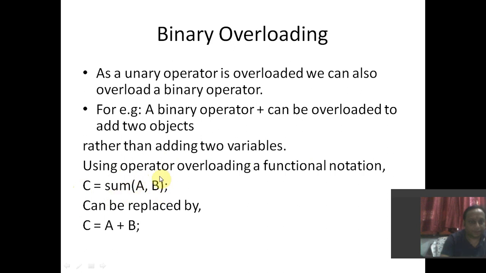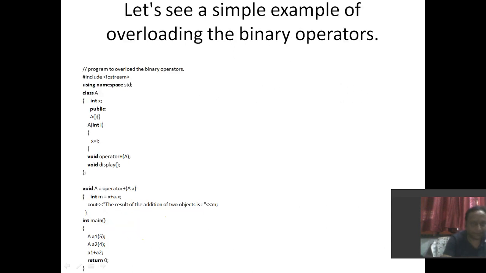So sum(a, b), as we know, will work for a simple function declaration when we are adding 2 variables, but in operator overloading a function notation does not work in this format. It can be replaced as c = a + b. It means the sum function will not be used; it will be replaced by the plus operator, and the value of the sum is assigned to that particular variable. Let us see with an example how it will work.